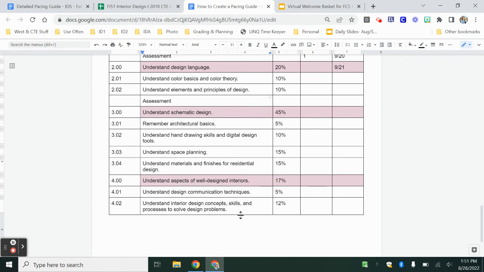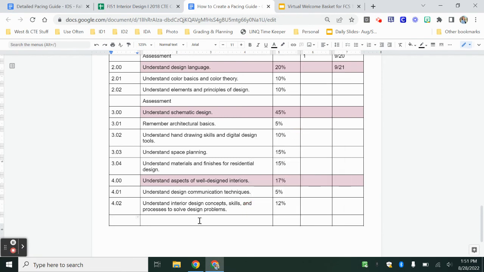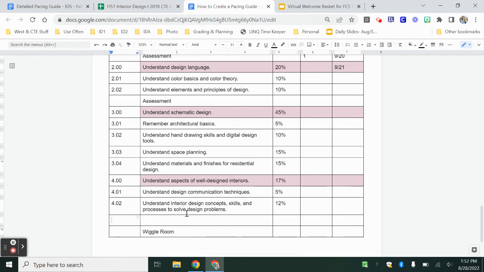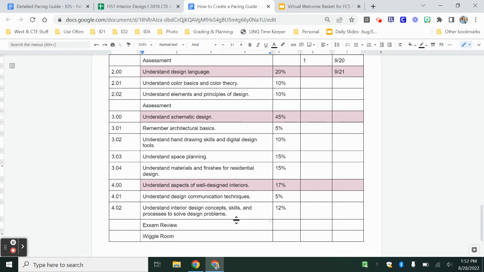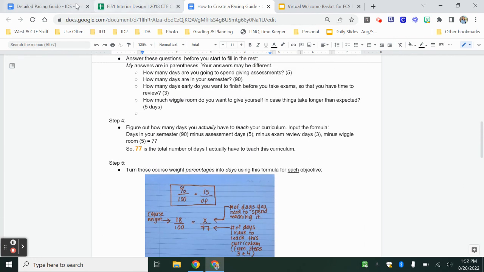And then you would add in at the end your days of wiggle room. And you would add in your days of exam review. And fill them up. And you should come out with your 90 days once you add in your assessments, your wiggle room, and your exam review. And that's how I make a simple pacing guide, in my opinion.